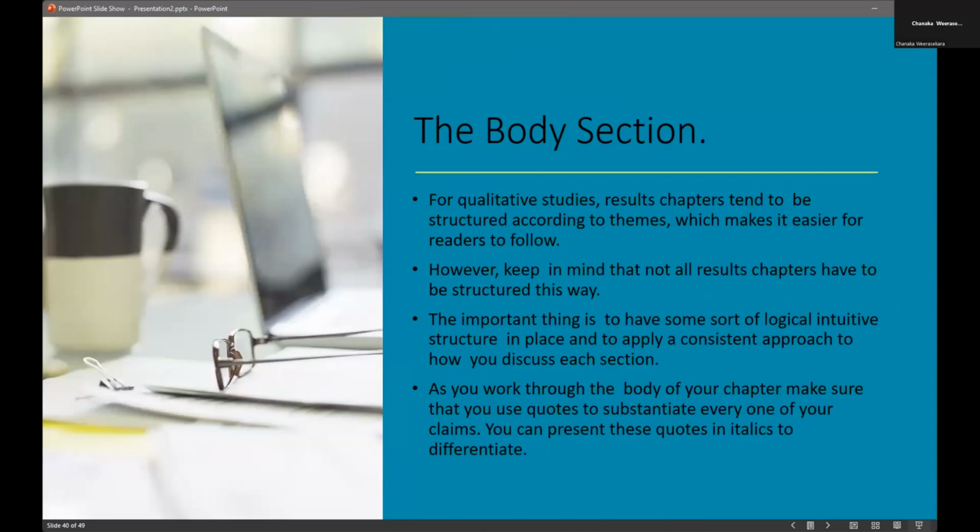All the things that I mentioned are also in this particular slide. It's important to have some sort of logical and intuitive structure in place, so that the reader is not confused and does not get fed up of reading what you are presenting here. You should compel the reader to read more on your research.